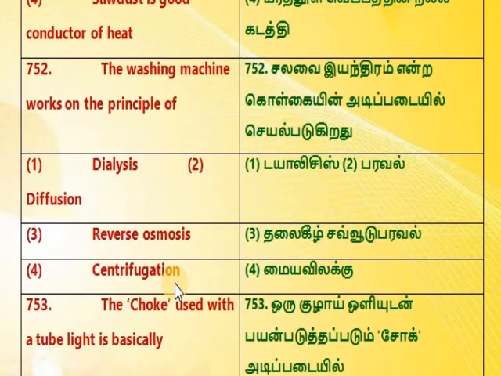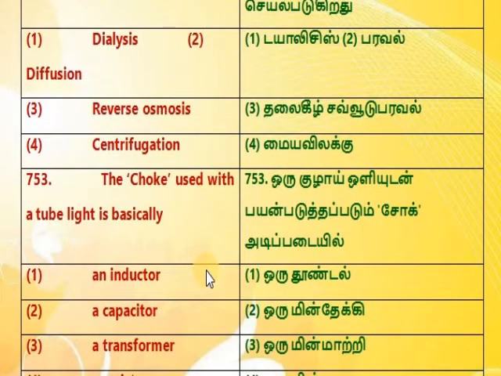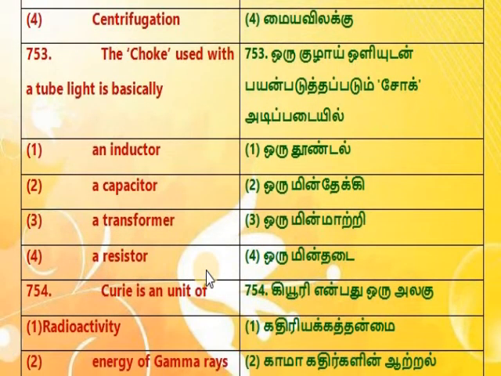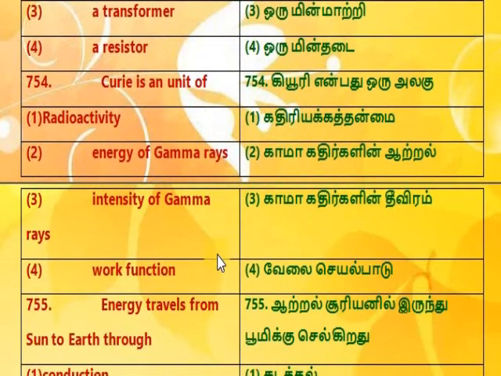752. The washing machine works on the principle of 1. Dialysis, 2. Diffusion, 3. Reverse osmosis, 4. Centrifugation. 753. The choke used with a tube light is basically 1. An inductor, 2. A capacitor, 3. A transformer, 4. A resistor.